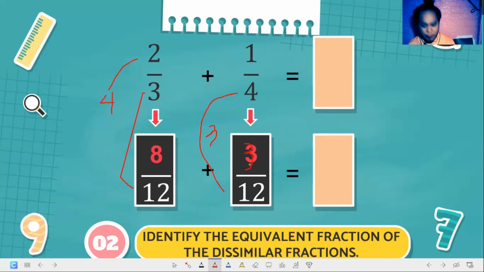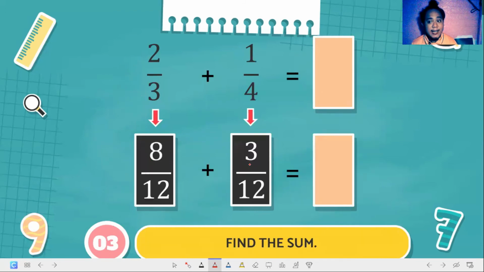What will be the next step? We are going to find the sum. So 8 plus 3 is equal to what? Equal to 11. Then what about the denominator? We are going to copy it. That's why the result will be 11 over 12. Okay? Again, the result is 11 over 12.